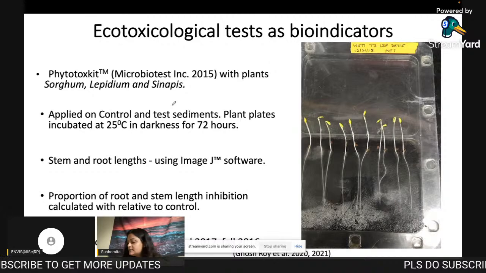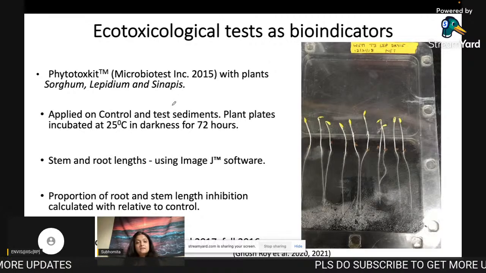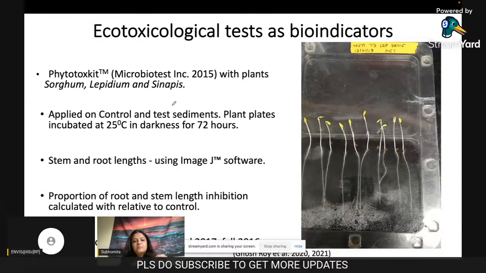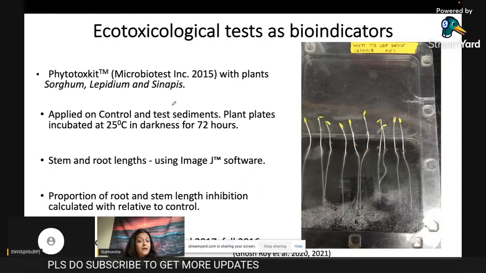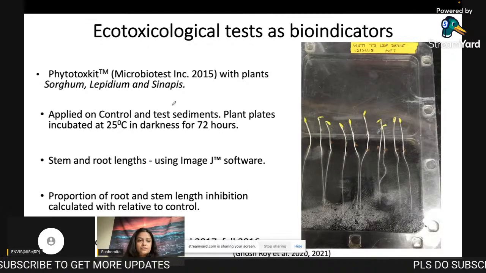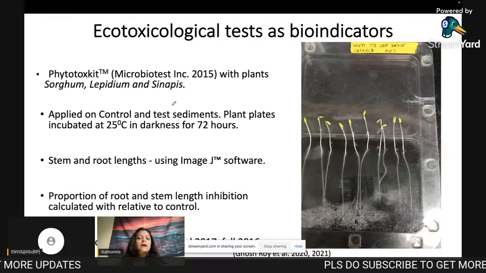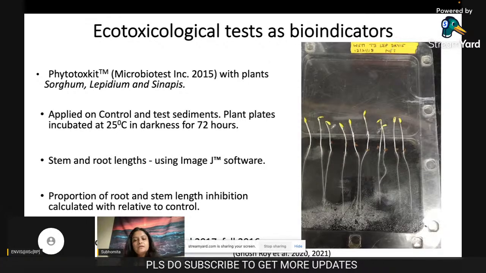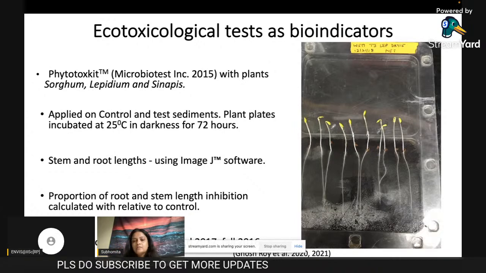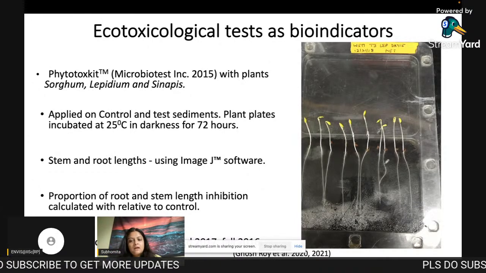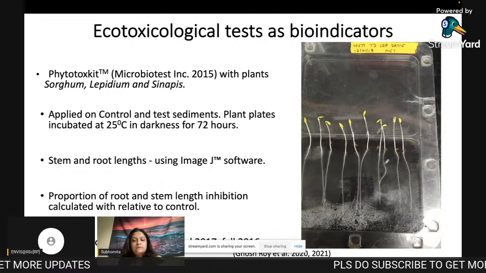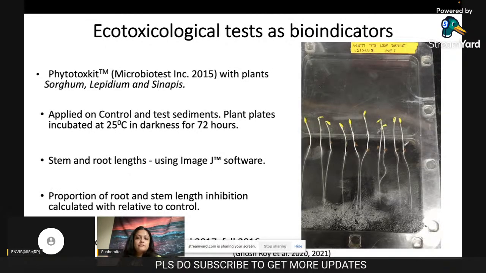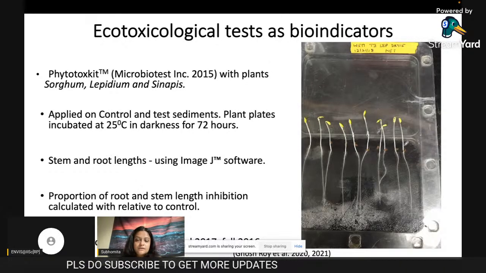This test is called a Phytotoxkit. This is a standard test developed by Microbiotests, Belgium. It comes with three bioindicator plants that are already tested: sorghum, lepidium, and sinapis. It also comes with a test plate. We put around 300 grams of sediment in one of the compartments, saturate it with water, cover it with filter paper, add 10 seeds on that, cover it, and put it in darkness for 72 hours at 25 degrees Celsius.